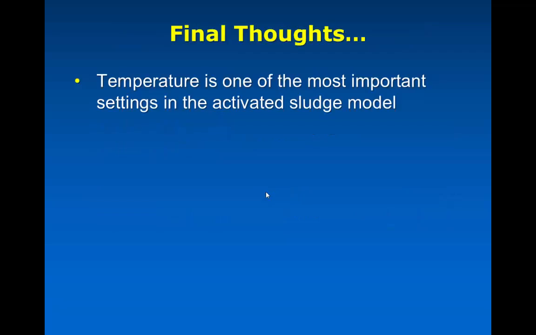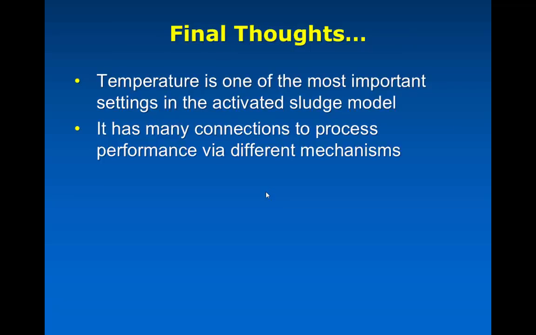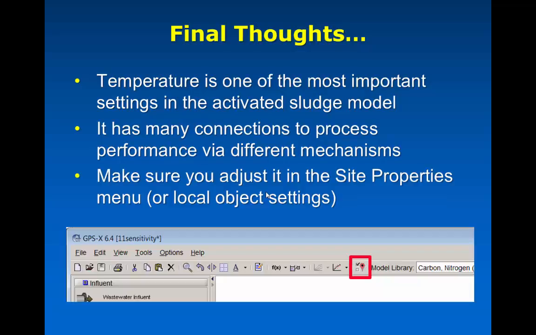So, a few final thoughts here. The temperature is one of the most important settings in an activated sludge model. It's important to make sure that you adjust those site properties there. It's connected to many of the processes that are going on in GPSX, and it's important to make sure that you come here and set that global temperature, or the local one if you're using that. I know that I have personally gotten tripped up on that a few times along the way, where I've had trouble calibrating a model, and then found that of course it was because I hadn't come here and set the temperature properly.